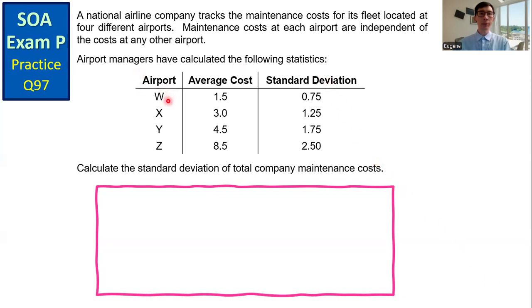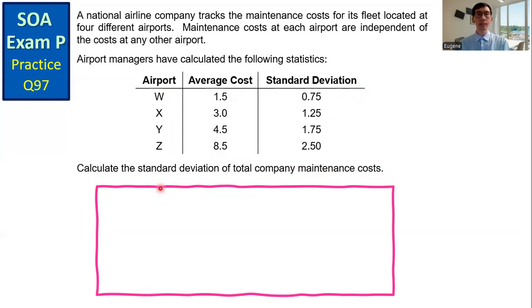For airport W, the average cost is 1.5 and the standard deviation is 0.75. We get the same information for the other 3 airports, airports X, Y, and Z. Calculate the standard deviation of total company maintenance cost. Let's take a look at the solution.